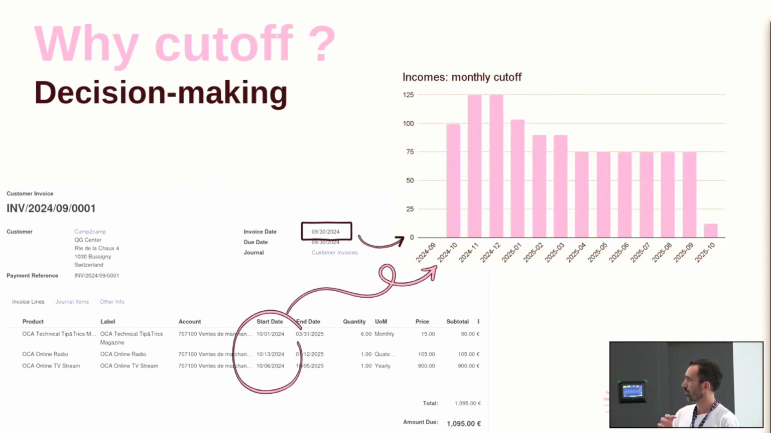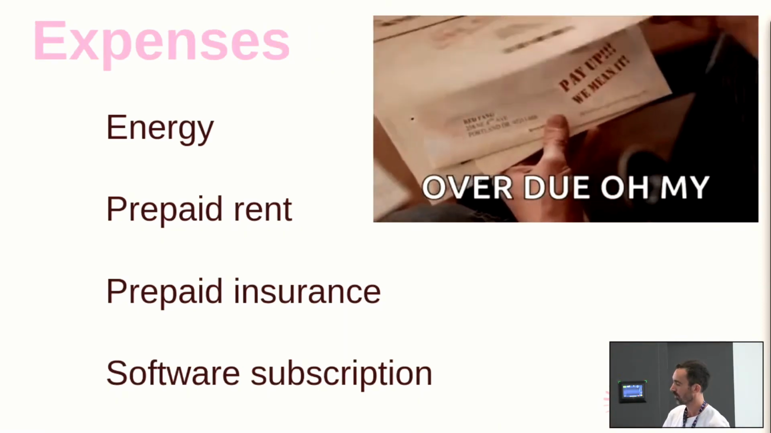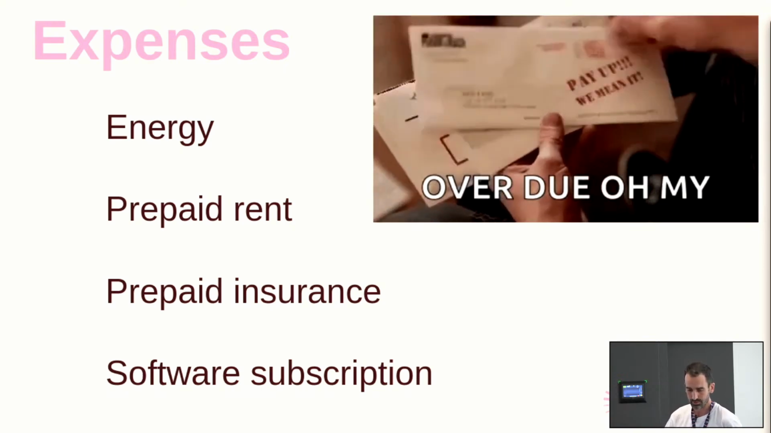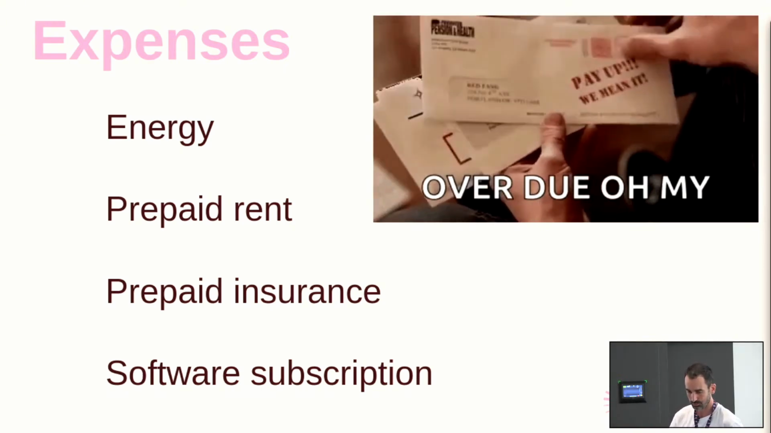You may want to split with a smaller period to get accuracy and make better decisions. So for instance, here I choose to cut off every month. So the invoice is in September, but the service starts from October, so all the incomes are cut off and deferred to the next month. It's the same thing with energy, prepaid rent, insurance, and software subscriptions.